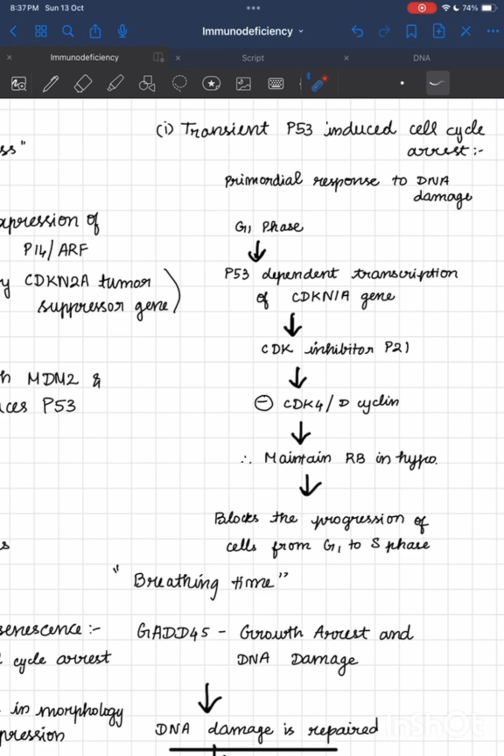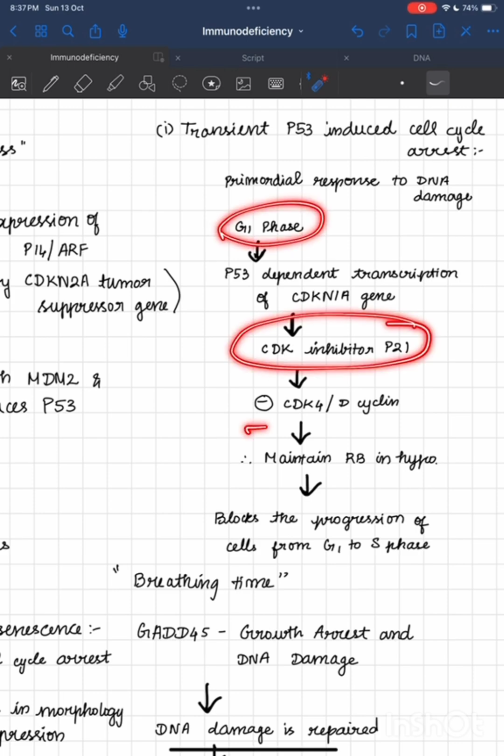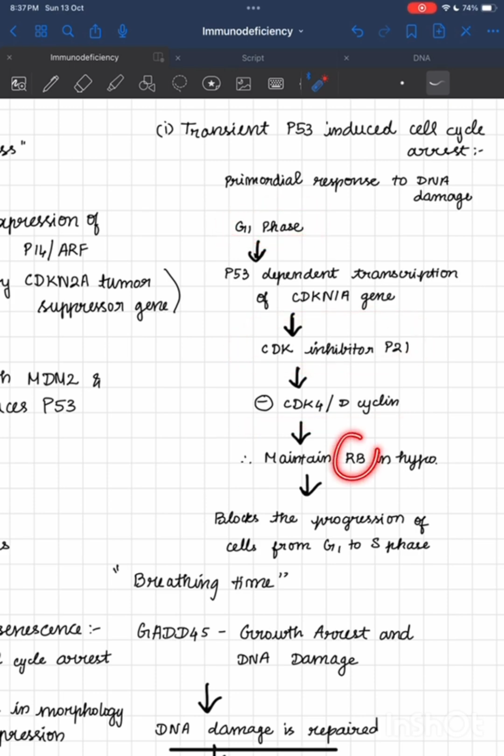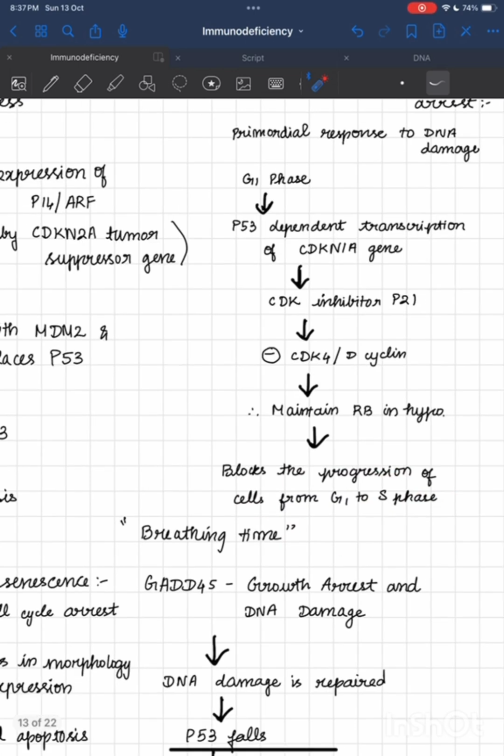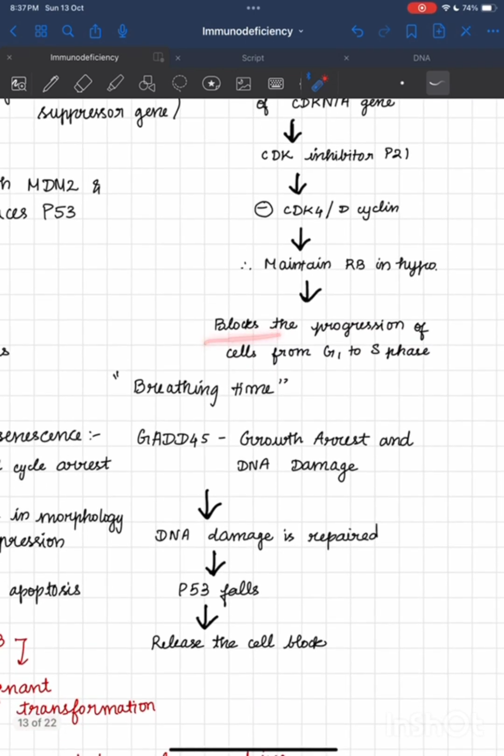So this is what happens. P53 is a checkpoint protein acting on the G1 phase. In G1 phase it produces CDK inhibitor, it blocks the cyclin complex and it maintains RB in an active, hypophosphorylated state, and it leads to a block in the progression of cells from G1 to S phase. This block is called breathing time. This is the time when DNA damage gets repaired.